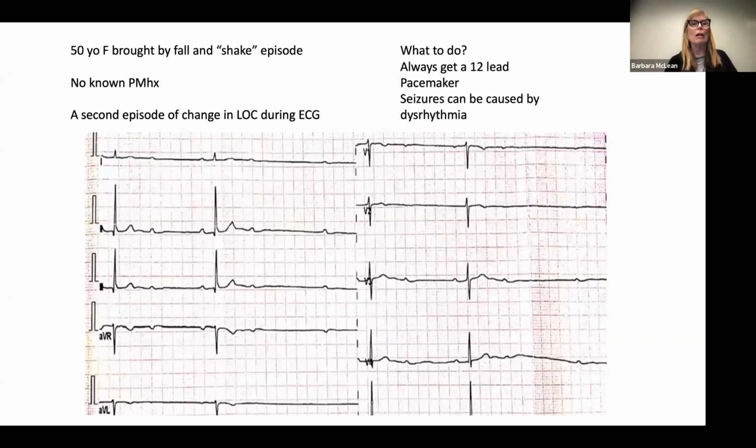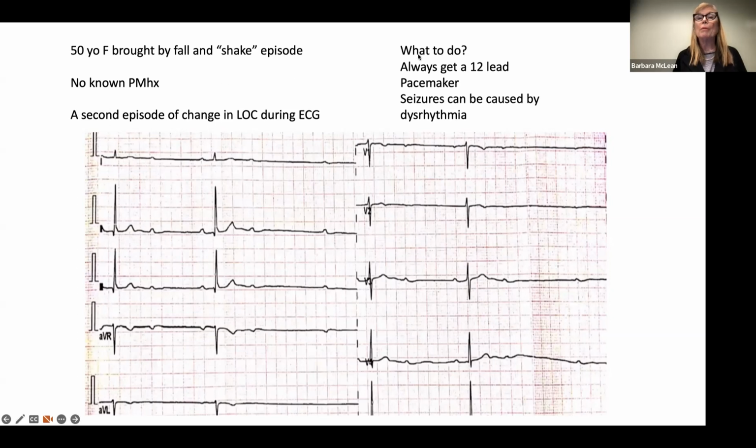So the last patient that we're going to look at is this one, which has nothing to do with unstable tachycardia, but such a beautiful patient. Patient, 50-year-old, was brought in by EMS with a complaint from the family that she fell and she was shaking. And so we're doing an EKG, and all of a sudden she has a second episodic change in level of consciousness during the EKG.